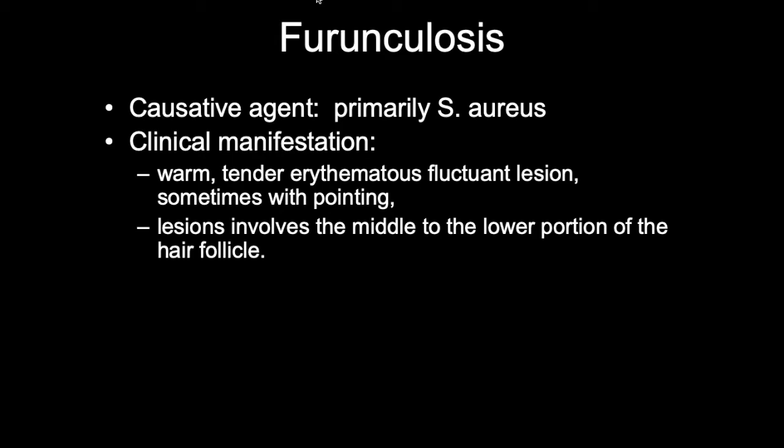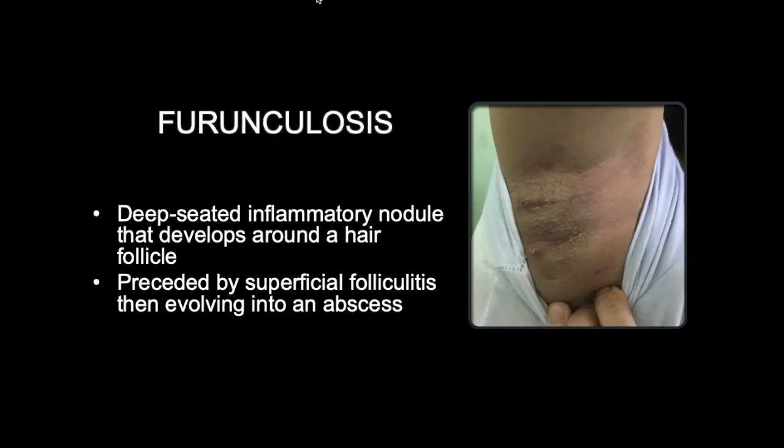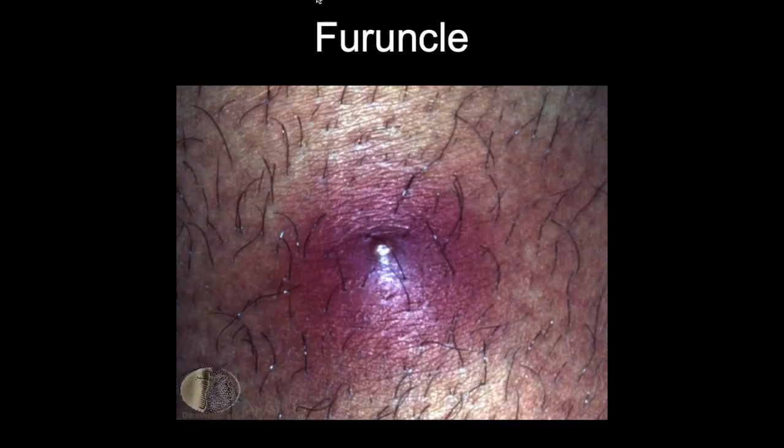Lesions are called furuncles and they are described as erythematous tender fluctuant nodules, sometimes with pointing. Lesion involves the middle to the lower portion of the hair follicle. Sometimes they may be preceded by folliculitis, then progressing to furuncle, and then end up with an abscess. Note the pointing at the center of the lesion.